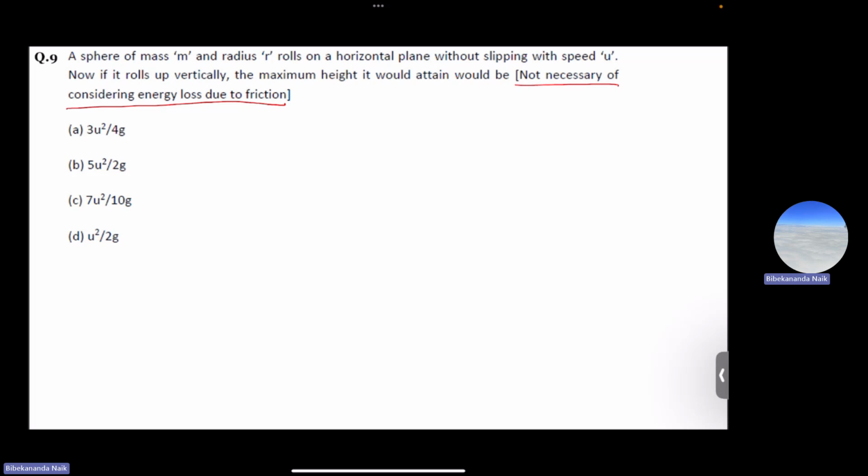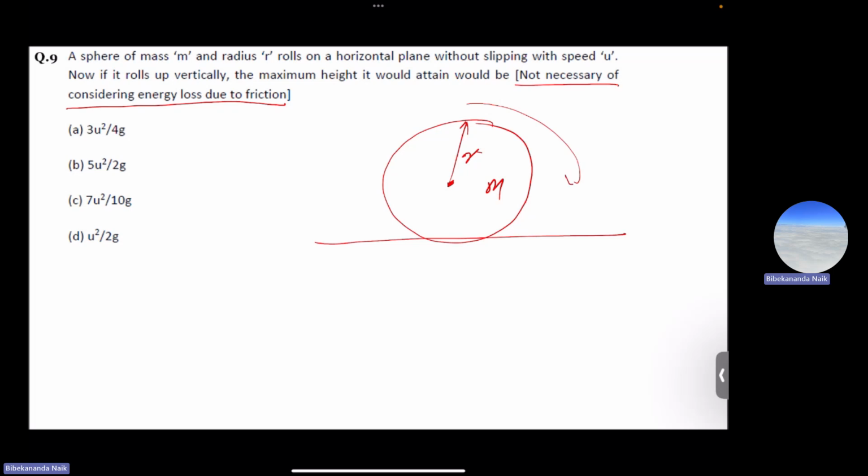So the question says a sphere of mass m and radius r. Suppose this is a sphere, the radius is r and mass is m. It is rolling on a horizontal plane without slipping and speed is u. Now it rolls up vertically, then the maximum height it would attain would be. So the total energy will be then converted into the potential energy. So here we need to find out what will be the maximum height. So these are the 4 options. I'll give you a few minutes and then we will discuss what will be the correct one.